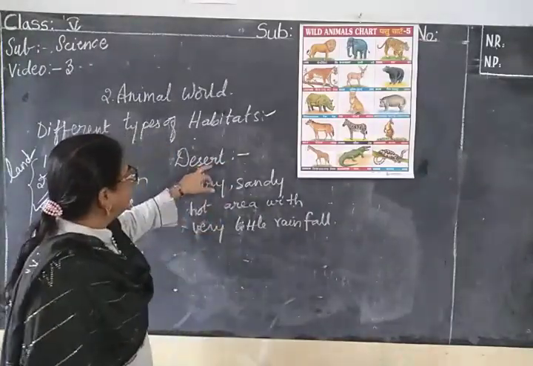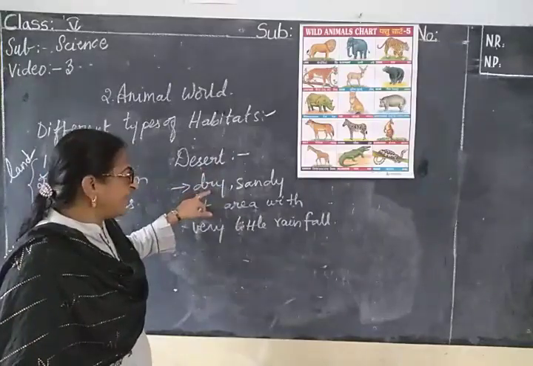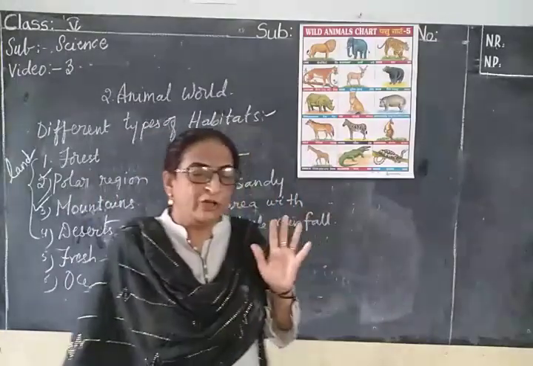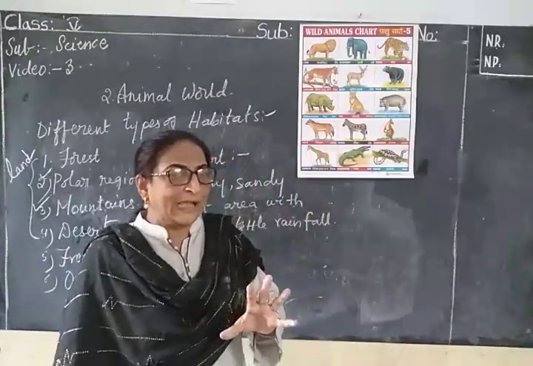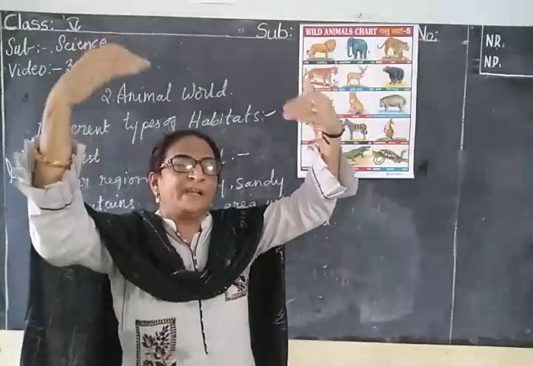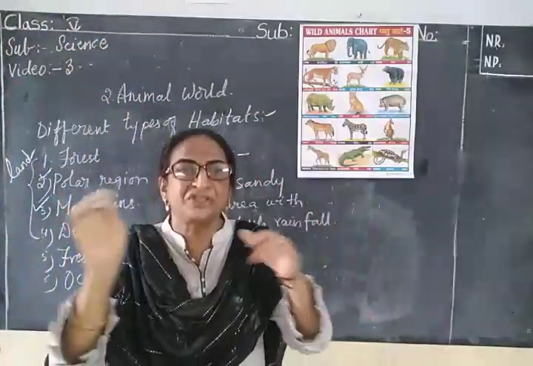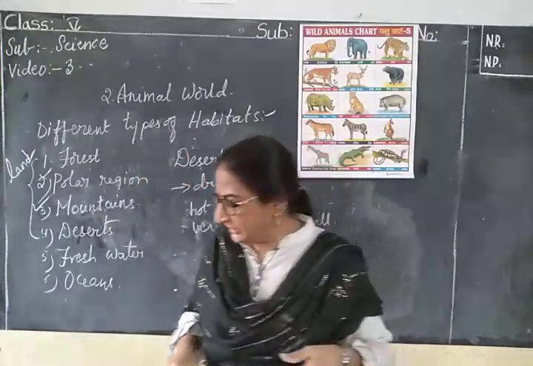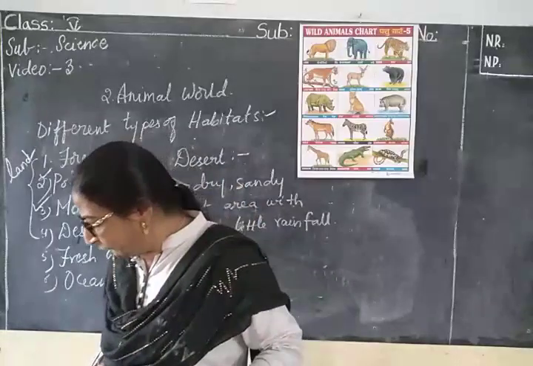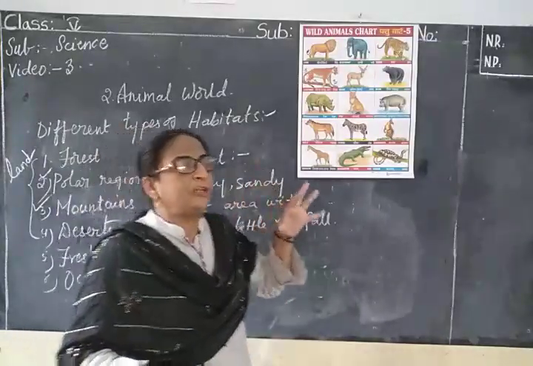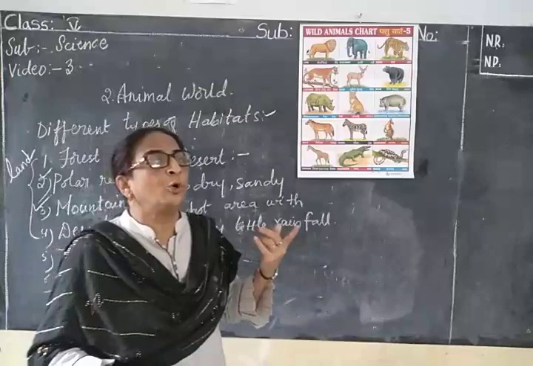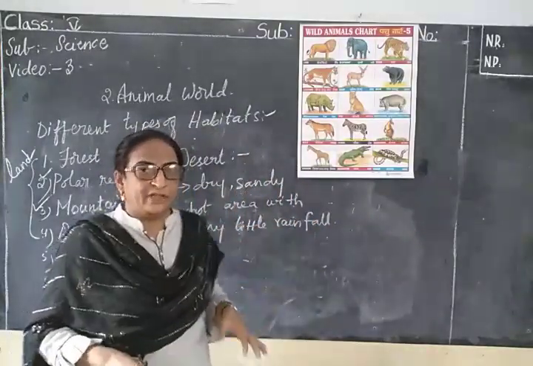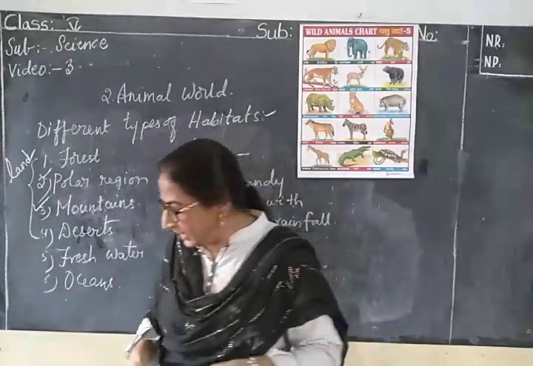And here, how is the climate? It is a dry, sandy and hot area with very little rainfall. The rainfall is so scanty that sometimes when it falls, it evaporates in the air only. It will not even reach the ground. So hot it will be there, and there is very little vegetation. It is usually hot during the daytime and very cold at night, isn't it? So, it is very hot during the day and very cold during the night time.